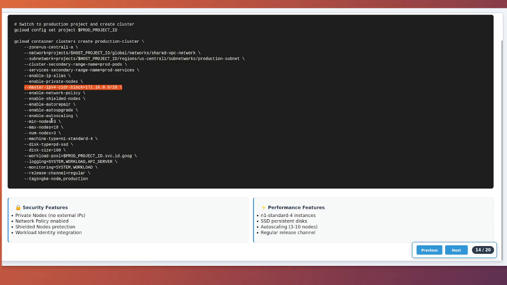Network policies enable microsegmentation within the cluster. This is crucial for multi-tenant environments where different applications need network isolation. Shielded nodes provide additional security through secure boot and virtual TPM. This protects against rootkits and other low-level attacks. Workload Identity is the modern way to handle service account authentication without JSON keys.